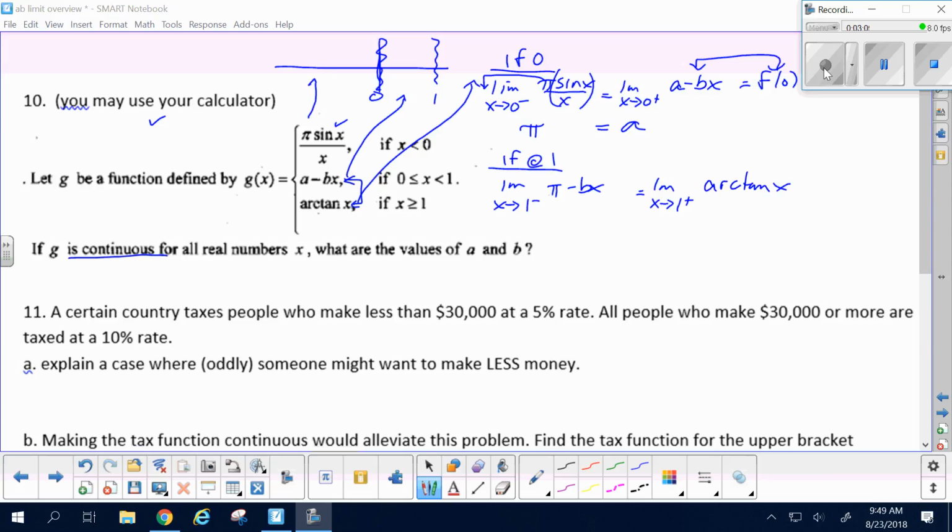So pi minus bx needs to match the other guy, which from above is our tangent, right? Let's do the limits. As x goes to 1, what is pi minus bx approach? If x goes to 1, then x becomes 1 by direct substitution, so I get pi minus b, or b times 1. The right side, arctangent of x approaching 1. What is the arctangent of 1 by direct substitution? At what angle is tangent equal to 1? Pi over 4.